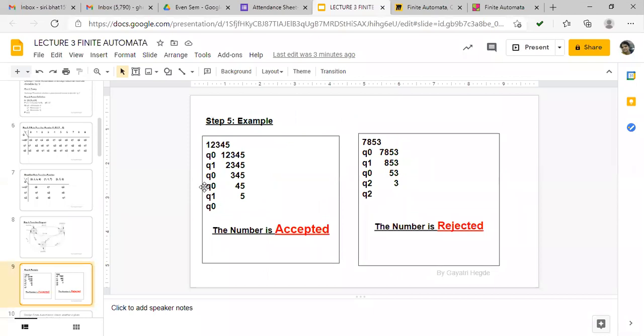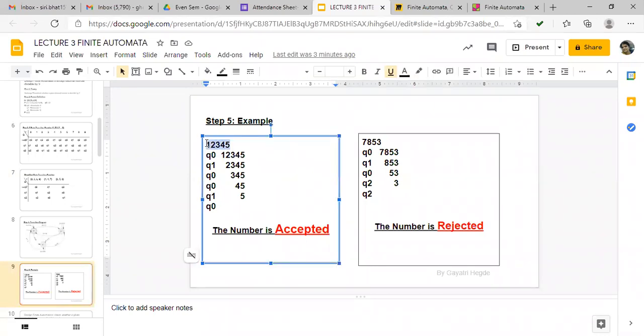As I said before starting off this topic, if you remember, I told you that the machine reads one digit at a time. This is my string given. This is my decimal number. This is my input given to the machine. But how does the machine read? The machine reads one element at a time. If you see Q0 on 1, then Q0 on 2, Q0 on 3, Q0 on 4, Q0 on 5. This is how the machine reads the input. So this is your final step.